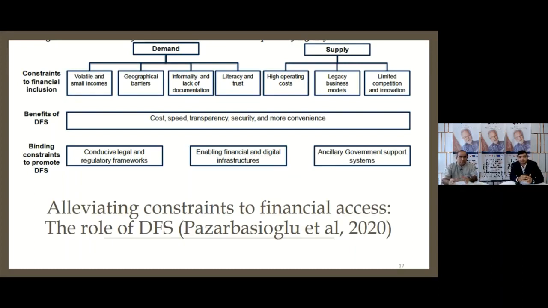So what are the benefits of digital financial services? It's cost-effective and speedy, with transparency, security, and more convenience. There are also some binding constraints to promoting digital financial services, such as conducive legal and regulatory frameworks. This is one of the main issues, the supervisory and regulatory issues. And there are other issues like enabling financial and digital infrastructure. It needs some setup, so there is some initial cost, and also a government support system. So these are basically the constraints to financial access.